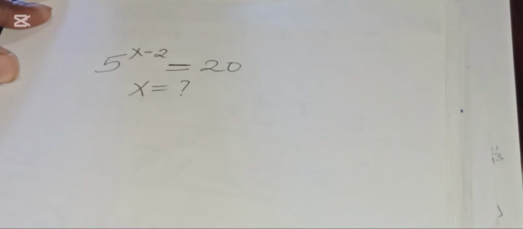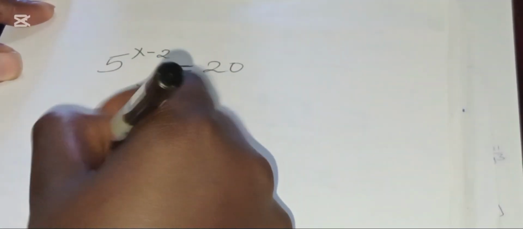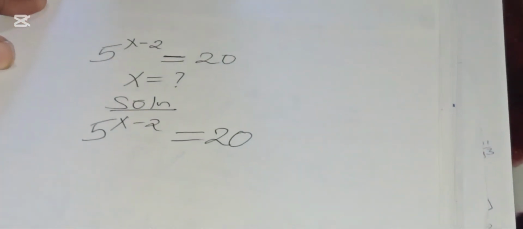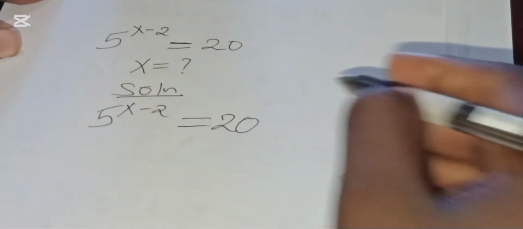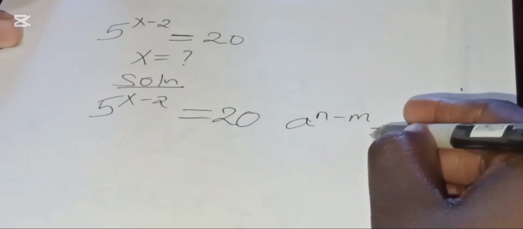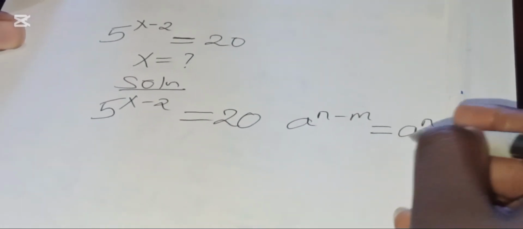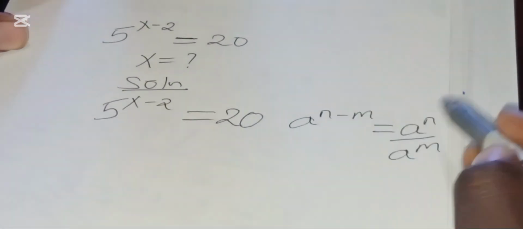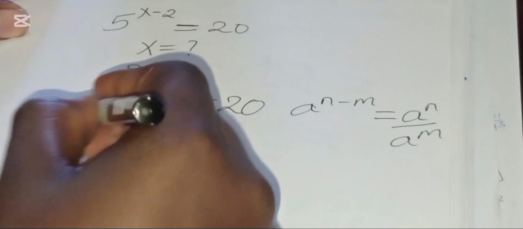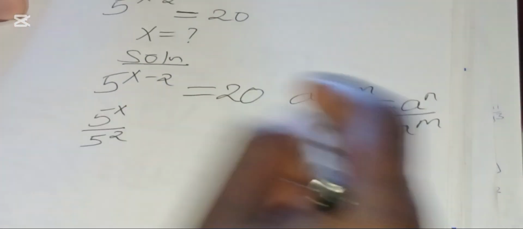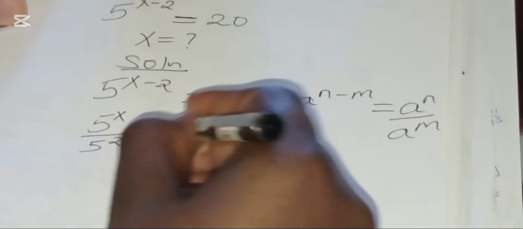Okay, now solution, we have 5 raised to power x minus 2, this is equal to 20. So 5 raised to power x minus 2 is in the form of a raised to power n minus m, which we can express as a raised to power n divided by a raised to power m. Let's apply this property, so that we're going to have 5 raised to power x divided by 5 raised to power 2, this is equal to 20.